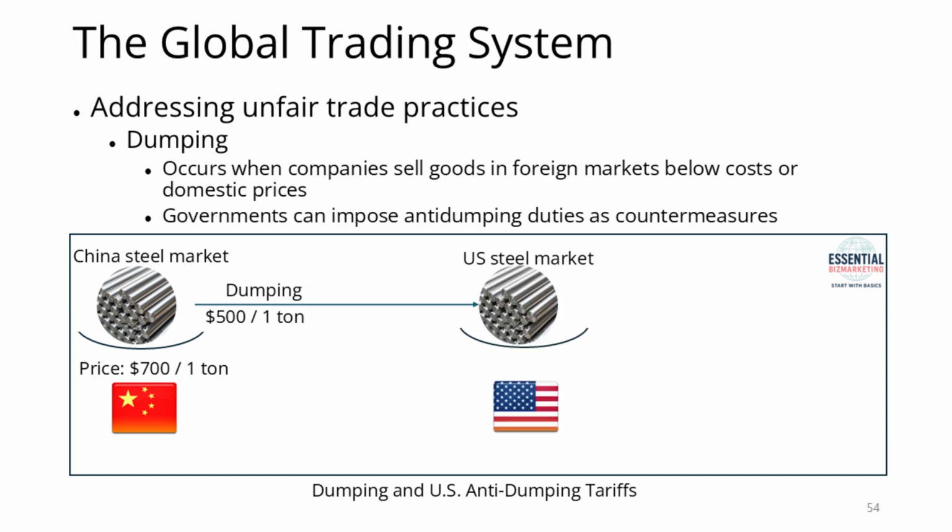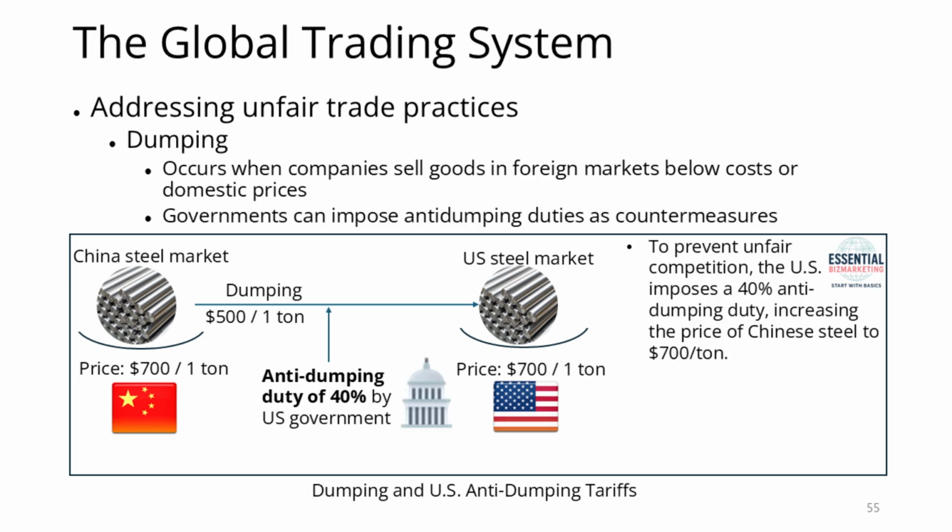Now let's see what happens when dumping occurs. The Chinese exporter lowers the U.S. price to $500 per ton, $200 below the domestic price. This price undercutting harms local U.S. producers and qualifies as dumping under WTO rules.